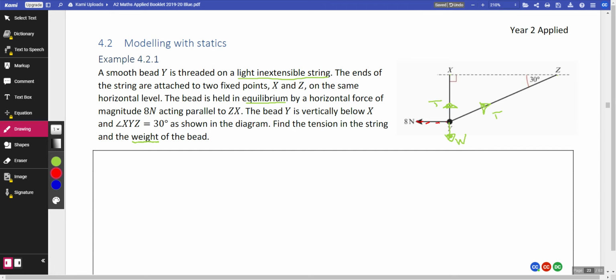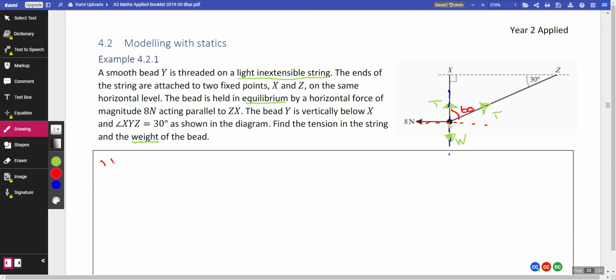So going in our two directions, this time I'm going to choose horizontal and vertical. So it'll look something like that. Remember, anything that lies on one of the dotted lines is only included in one equation. So the only force not included that's included in both equations is tension acting in that direction. This angle here is 60 degrees, which is going to prove useful.